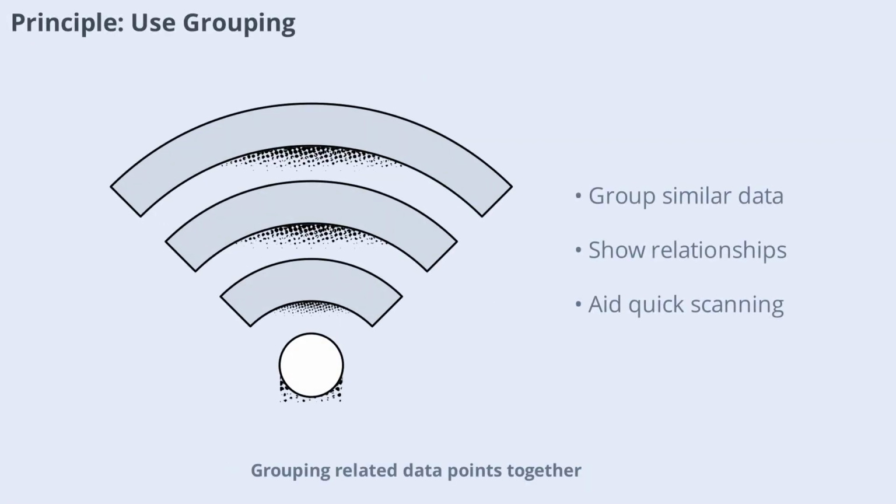Grouping related data points together helps viewers see patterns and relationships. Use color, shapes, or proximity to group similar items. Effective grouping makes your charts easier to scan and interpret.